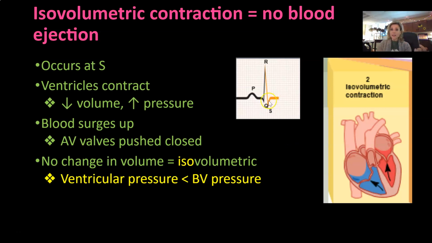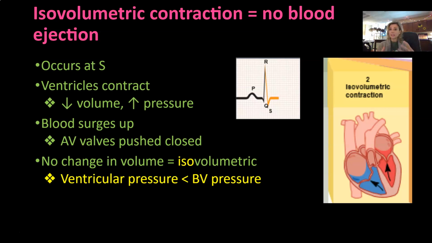And so yes, the QRS occurred, and it's causing the contraction of the cardiomyocytes in the ventricles, but the actual isovolumetric contraction isn't happening until point S. So now let's explore that term isovolumetric. Iso is the prefix that means same. Vol means amount, or in this case, volume, and then metric is measurement.